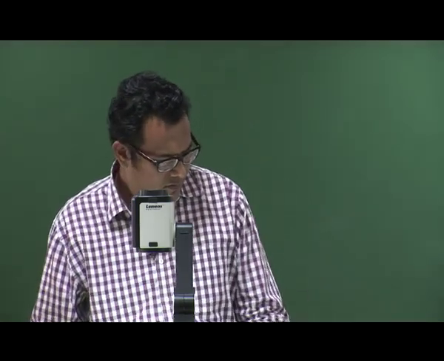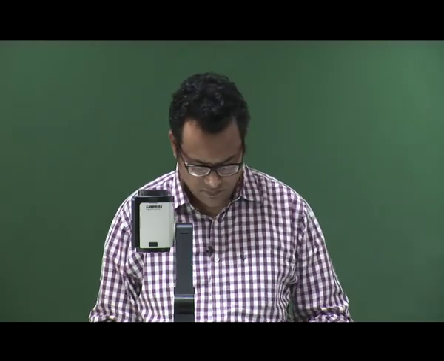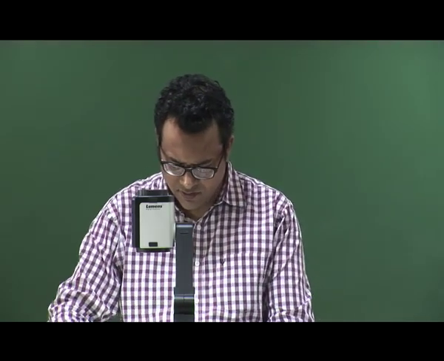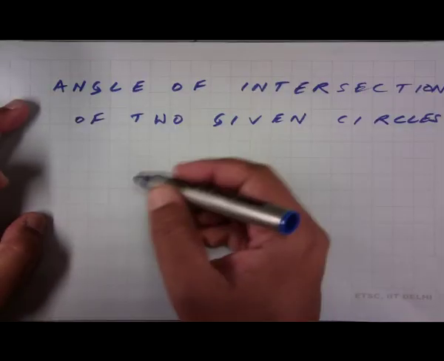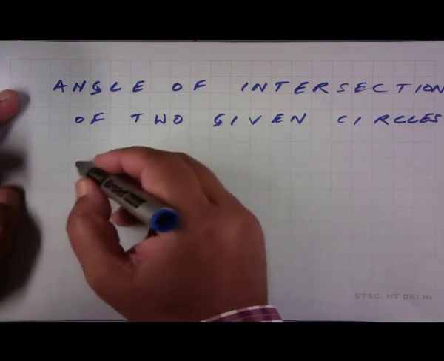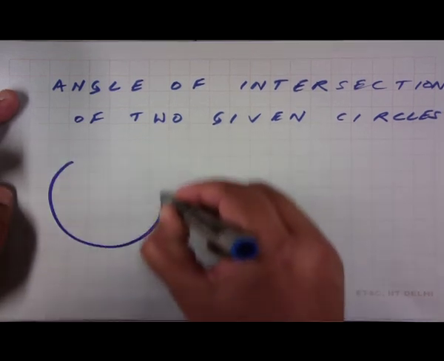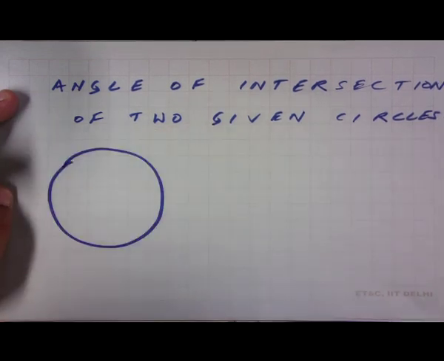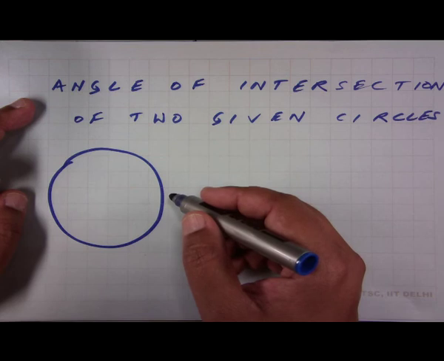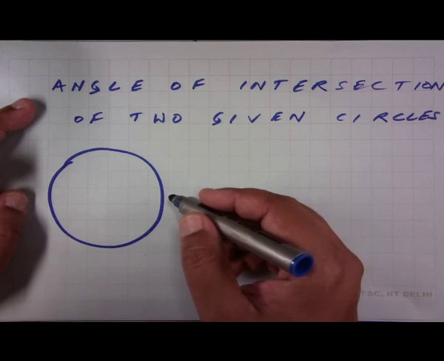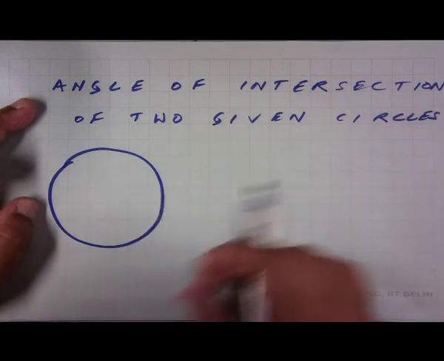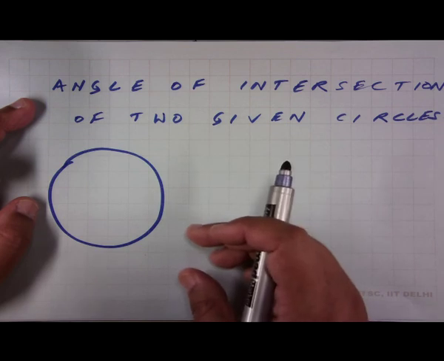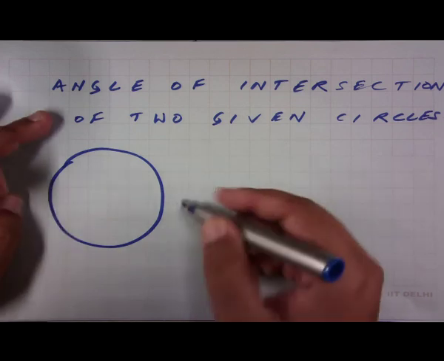So, let us start with defining the angle of intersection of two given circles. So, suppose the equation of two circles is given to us, and let us say that the two circles are intersecting each other. So, obviously, the angle of intersection is already defined for two circles which intersect each other. If the two circles are not intersecting with each other, then the angle of intersection is not defined in that case.